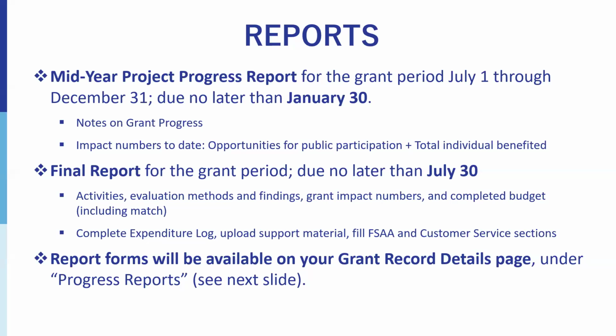The second report that you need to submit is the final report. This one is a bit more involved. This is going to ask you about activities, evaluation methods, impact numbers, and your budget, including your cash match. The budget in the final report is going to be bird's eye categories, like in the application. Your expenditure log should be complete when you submit your final report. You will need to provide support material with sponsorship credit. We'll talk about that in a second.